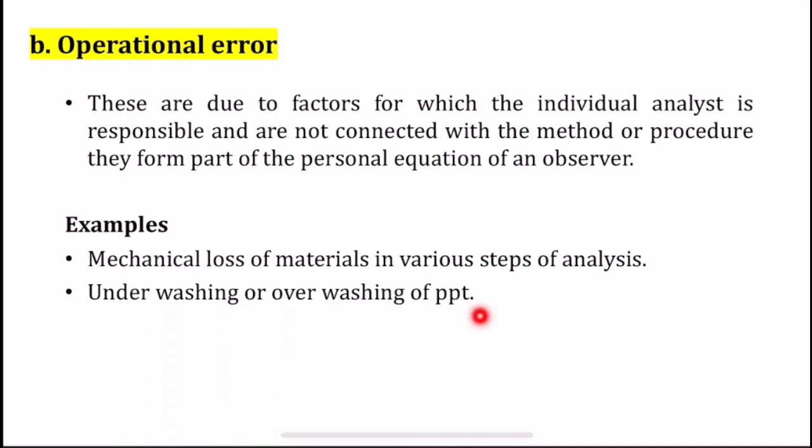Second example is underwashing or overwashing of the precipitate by the analyst during any analytical procedure. It refers to the errors made during the washing step of a precipitate in an analytical procedure. These errors occur due to the analyst's failure to follow optimal washing protocols.